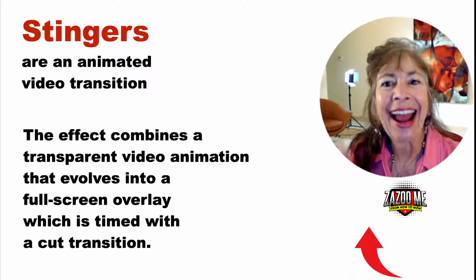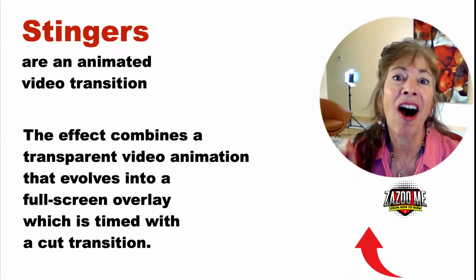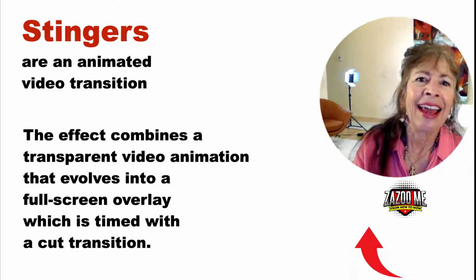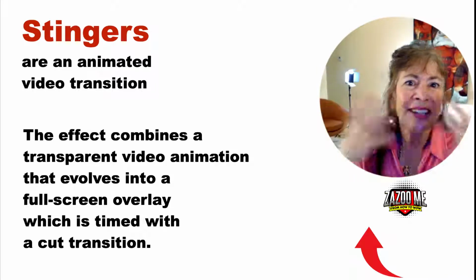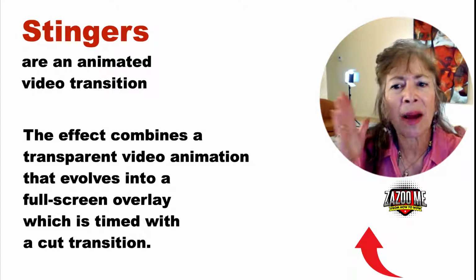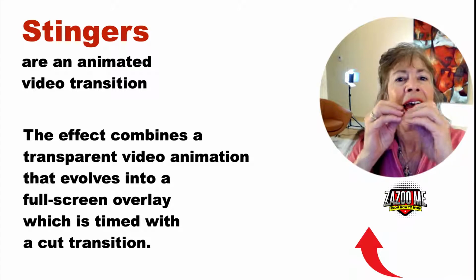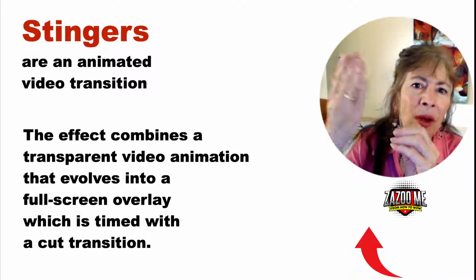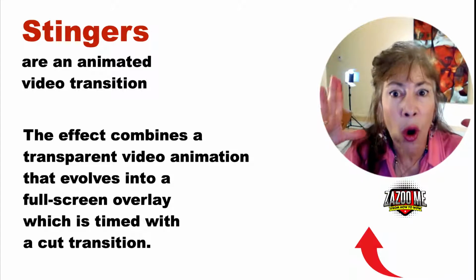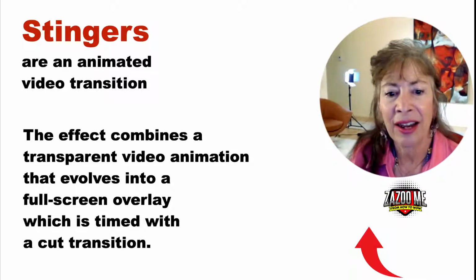Stingers are an animated video transition, and every one of you has seen these on the news, especially when they're doing sports and they animate in a different picture, or the news when they animate in a different picture, and it combines a transparent video animation that starts out maybe on one side of the screen or in the center of the screen and opens up and fills the whole screen with something else and then cuts to the next video.